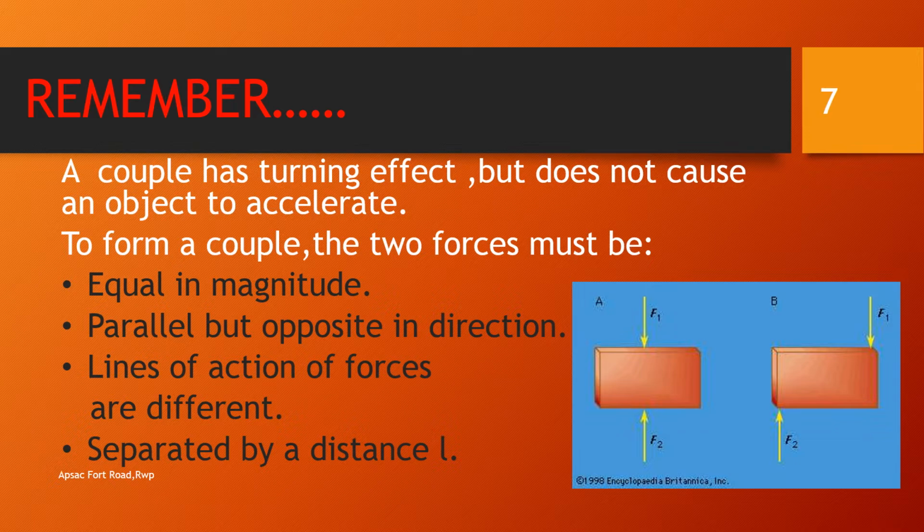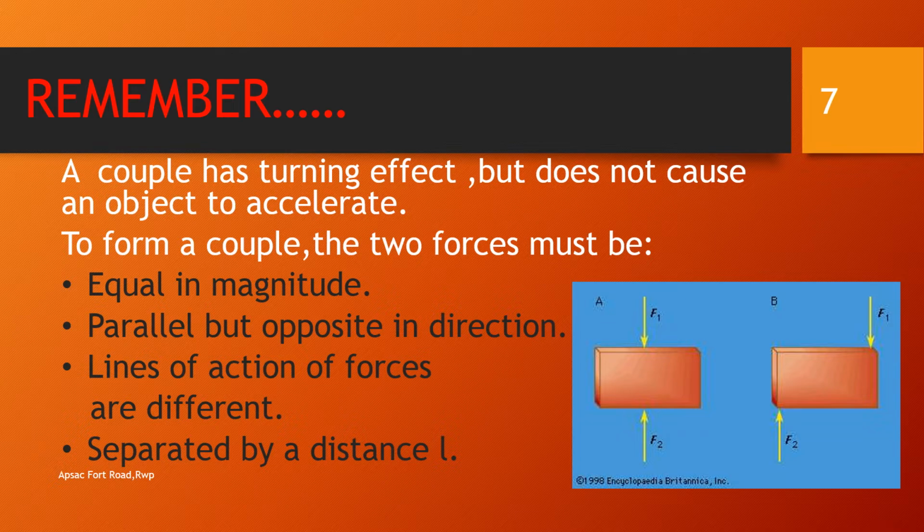Now this effect of torque due to two forces is known as couple. A couple has a turning effect but is not able to accelerate the object. So what are the conditions for a couple to be produced? There must be two forces. Both of these forces must be equal in magnitude. They should be parallel to each other but opposite in direction, or we can say that they are anti-parallel. The third very important point is that the lines of action of the forces are different.